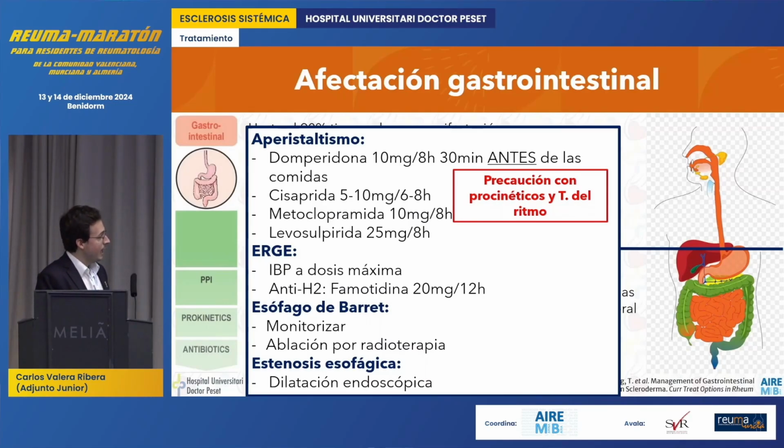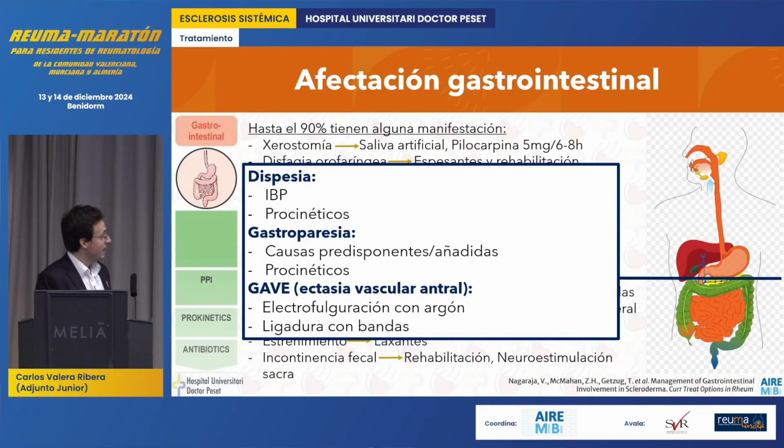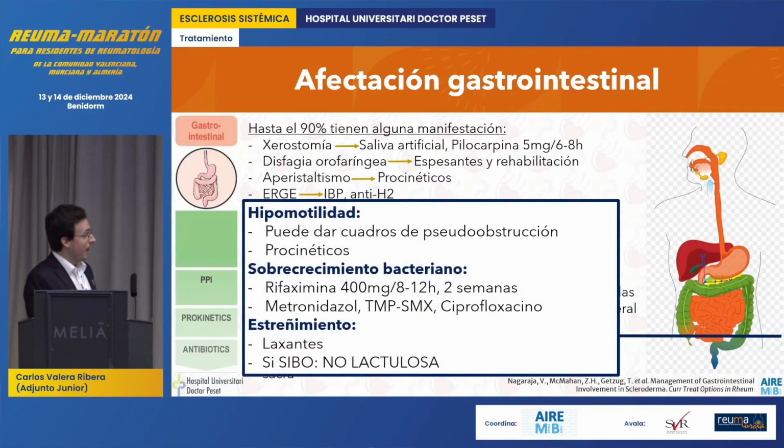In Barrett's esophagus and esophageal strictures, aside from the fact that treatment is endoscopic, it's important to remember that Barrett's needs to be monitored. In dyspepsia, three-quarters of the time it's the same, PPIs and prokinetics. In gastroparesis, remember that it's not always caused by medication. There can also be underlying conditions, such as diabetes, that can worsen or predispose someone to develop gastroparesis. Prokinetics are also indicated. In antral vascular ectasia, patients with hematochezia or hematemesis, the treatment is endoscopic. In hypomotility, remember that it can cause pseudo-obstruction syndromes, treated with prokinetics.